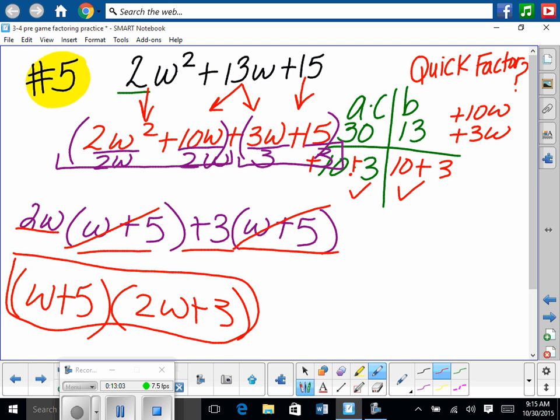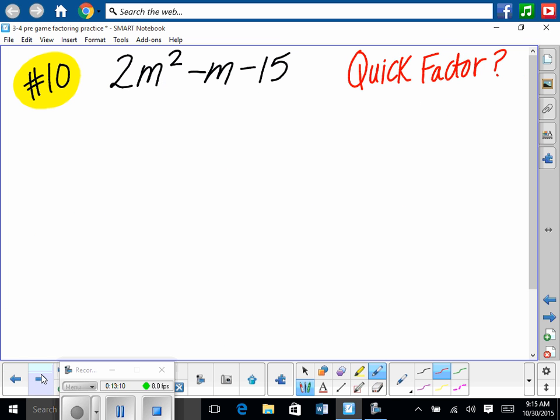All right, so any questions? Okay, we're going to do another one together. Are we all good with that one? Okay, let's do number 10 together. 2n squared minus n minus 15. Can we quick factor? No. So we're going to do the same thing.